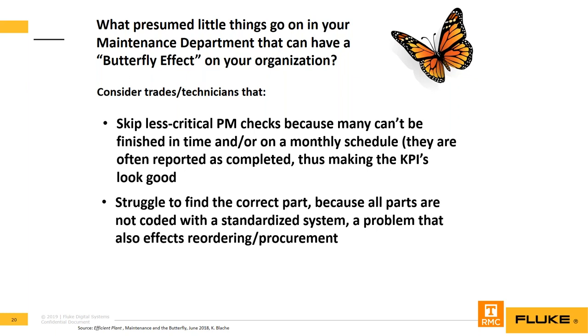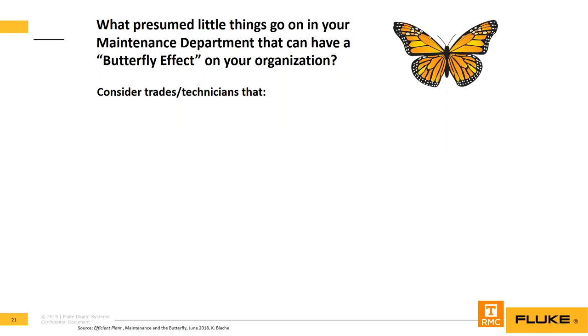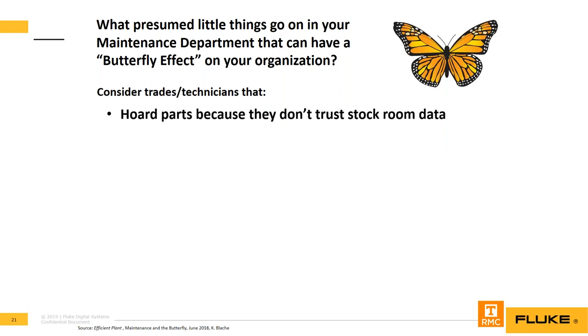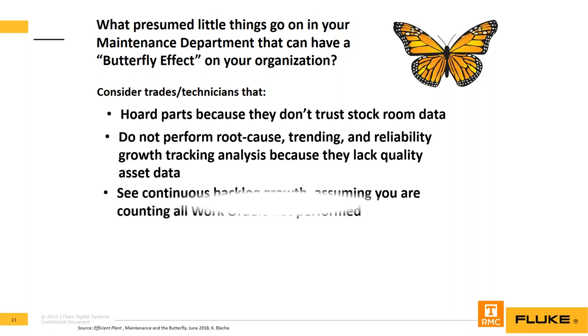You struggle to find the correct part because all parts are not coded with a standardized system. And it also affects ordering, reordering. You know, if a part's not kitted, or if it's kitted and not used, how does it go back into the system? And it goes on and on. You learn that only some of the asset history is captured because work orders aren't closed with enough detail, or at all. They hoard parts because they don't trust the stockroom data. They don't perform root cause analysis, trending, or reliability growth tracking because they lack quality asset data.